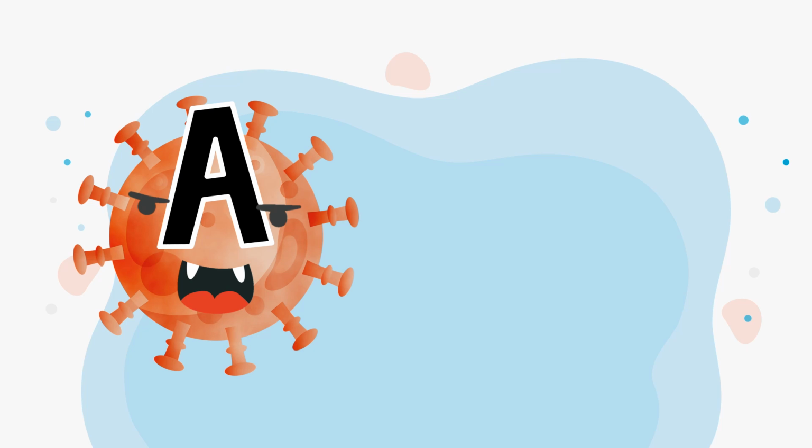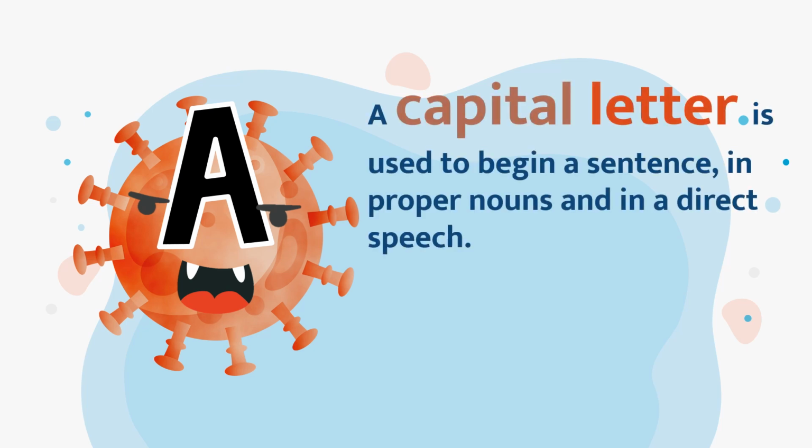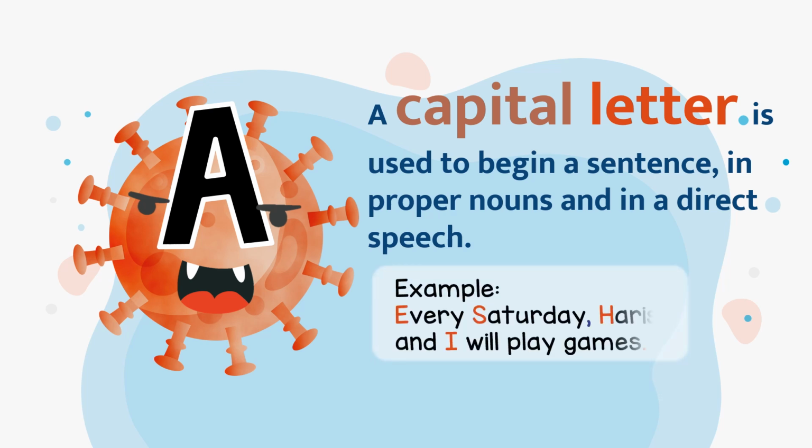Then we have the capital letter. So a capital letter is used to begin a sentence, in proper nouns and in direct speech. So for example, okay, every Saturday, Haris and I will play games. So to begin a sentence, it is very important to start with a capital letter. Okay? Before you write your sentence, the first letter has to be a capital letter.